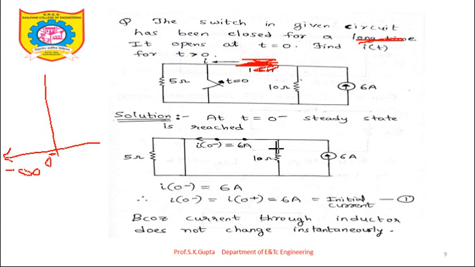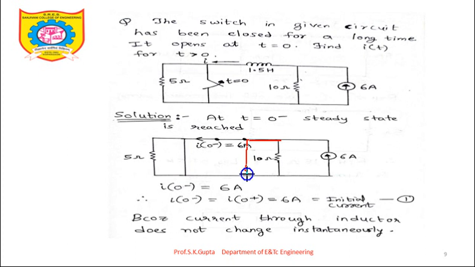Then this 6 ampere source, 10 ohm resistor, and here I have one short circuit branch. Now 5 parallel with short circuit is how much? 5 into 0 divided by 5 plus 0, that means this is overall 0. This is also short circuit. This overall resultant will be 0 ohm, that means short circuited. Okay, so I will be left with one 6 ampere source, one 10 ohm resistor, and in parallel one short circuit branch. So this will be my network.